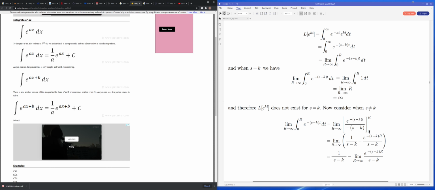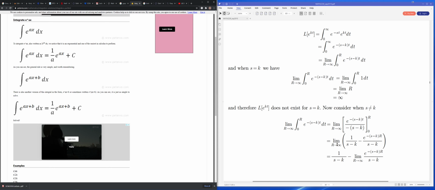Now when I put in t equal to r, I'm going to get e to the minus s minus k times r, on minus s minus k, which in fact is this expression over here. And then when I put in t equal to 0, I'm going to get e to the 0, which is 1, and I'm going to get 1 on minus s minus k. But remember, when I put in t equal to 0, I need to subtract that. So I'm going to get minus 1 on minus s minus k, which gives me 1 on s minus k.